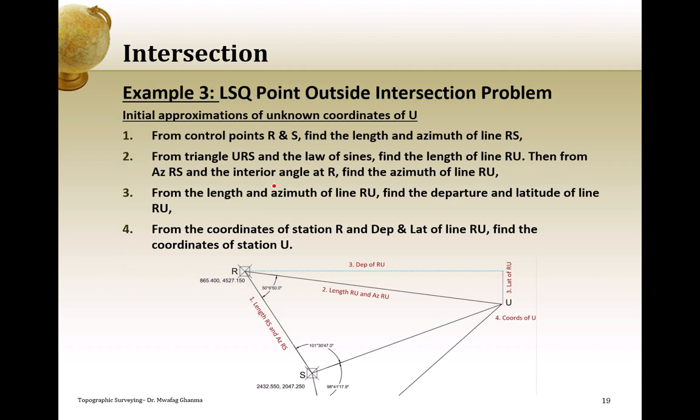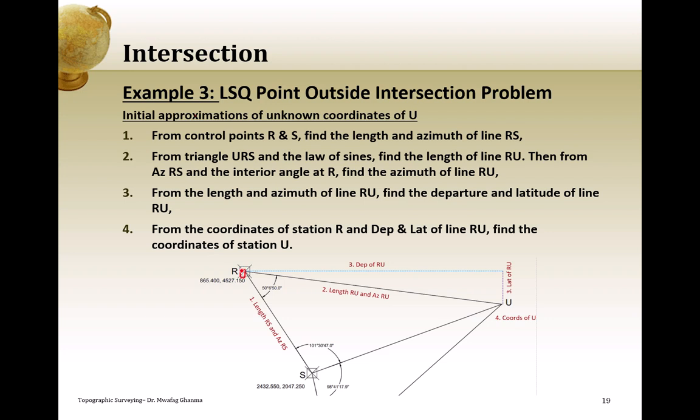Now, how can we calculate the estimates of the unknown point? In the intersection problem, this is much easier than in the resection problem. So look, what do we have here? We have, in the intersection, we have point R. Look how easy it is. It's a typical procedure. There is nothing complicated.